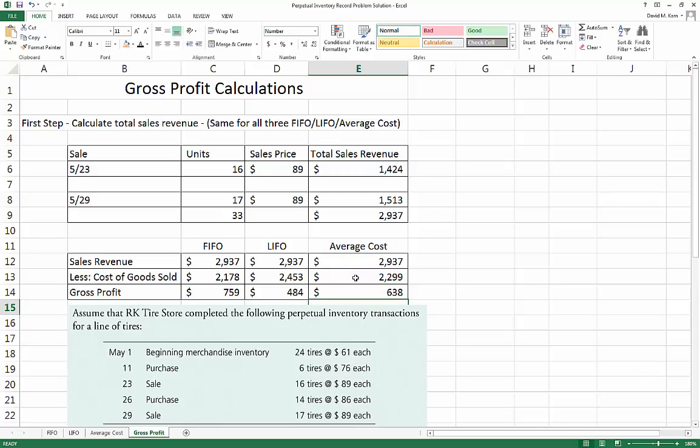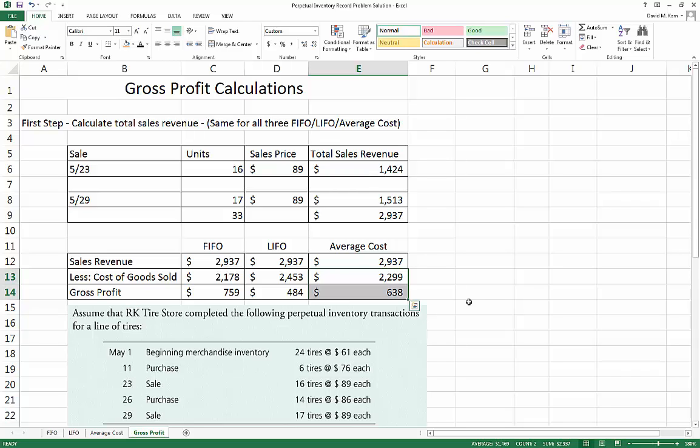Now the thing that you want to check here is, obviously this is one extreme. We sell from the oldest first. This is when we sell the newest first. So doesn't it make sense that this is one extreme and this is the other? Well, average cost needs to be in between both FIFO and LIFO because it's an average. So this number, our COGS, is definitely between 2178 and 2453, so that makes sense. And then 638 is between 484 and 759. So if you ever had a situation where these numbers were not falling in between these two numbers, then that would be a problem. There would be a mistake there someplace.